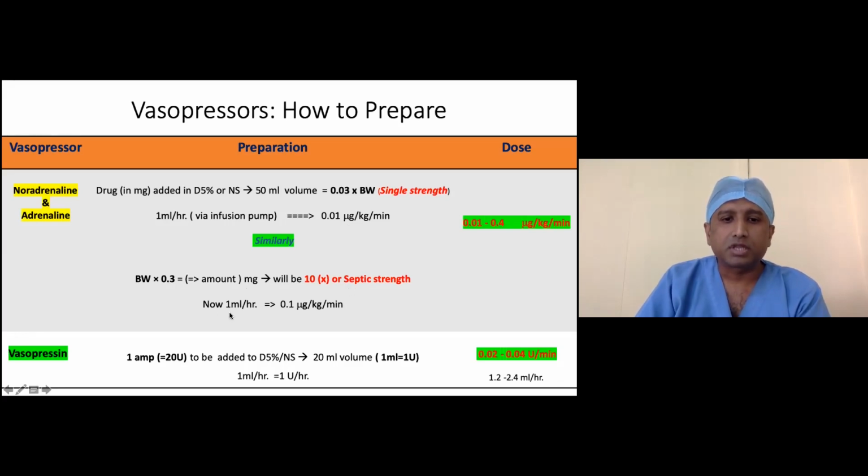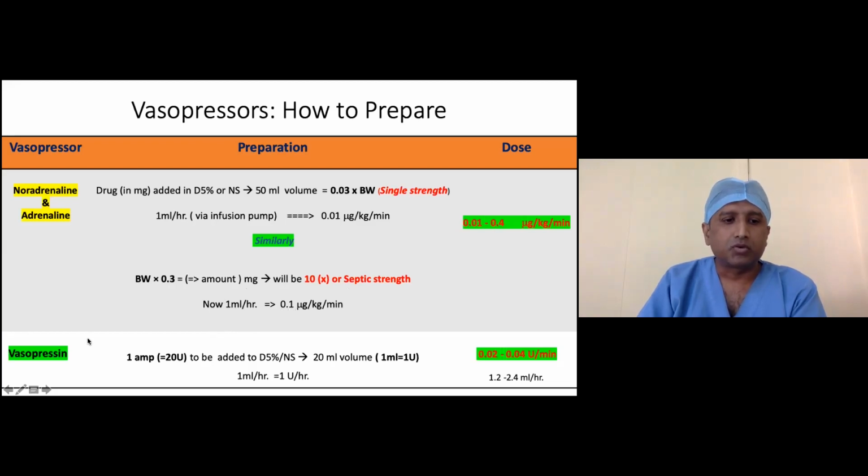And if we run this at 1 ml per hour, this will give a concentration of 0.1 microgram per kg per minute. And if we run this at 4 ml per hour, this will be around 0.4 microgram per kg per minute. The dose of noradrenaline or adrenaline is 0.01 to 0.4 microgram per kg per minute.